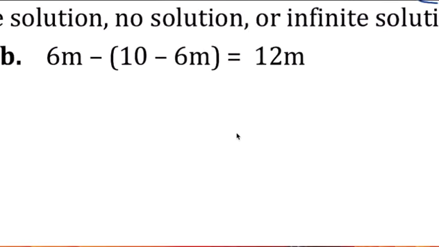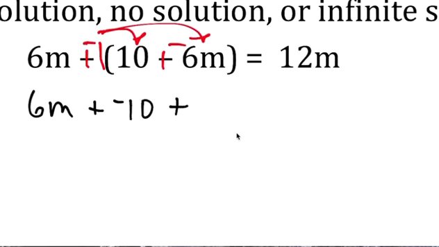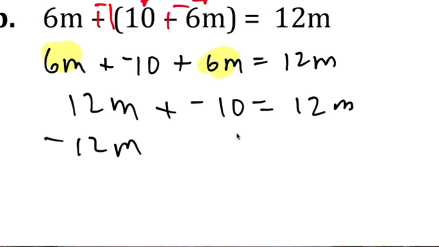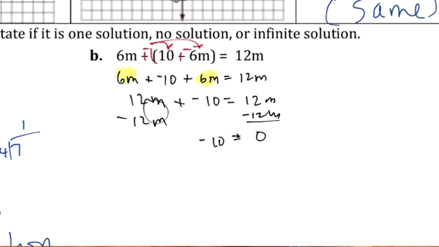Okay. This one, invisible 1, additive inverse. So we get, bring down the 6m plus negative 10 plus 6m equals 12m. These two are alike. 12m plus negative 10 makes 0. 0 plus negative 10 is negative 10, and that is 0. No solution.